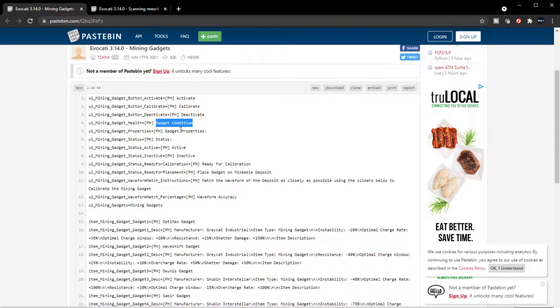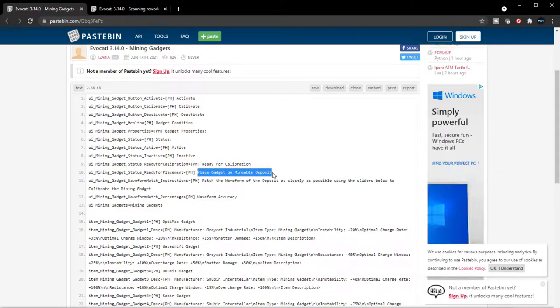Gadget properties: status, active, inactive, ready for calibration. Okay, place gadgets on mineable deposit. So it looks like the gadget itself will tell you when it's ready for calibration, and maybe it'll tell you when it's ready to place on the deposit, and then you can go ahead and place it.